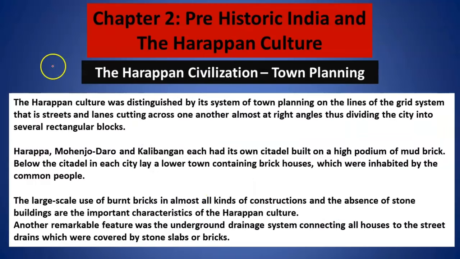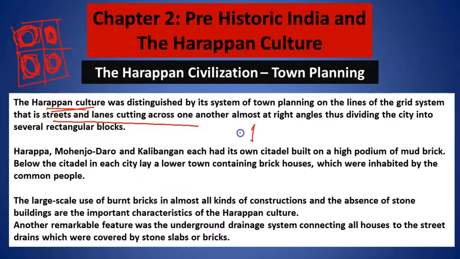Let us have a look at town planning. Right now, if you go to big cities, you will find that there's a colony, another colony, one more colony in a city, and you can see that they cut each other at 90 degrees. That means the cities are designed in a grid structure. In the same way, even at that time in Harappan culture, the streets and lanes were cutting each other at 90 degrees. They were laid out in a grid structure.